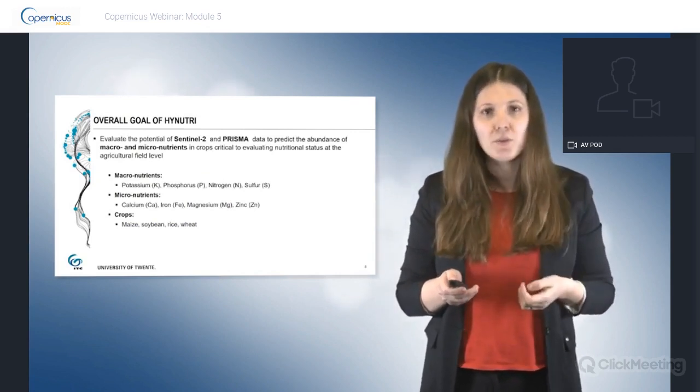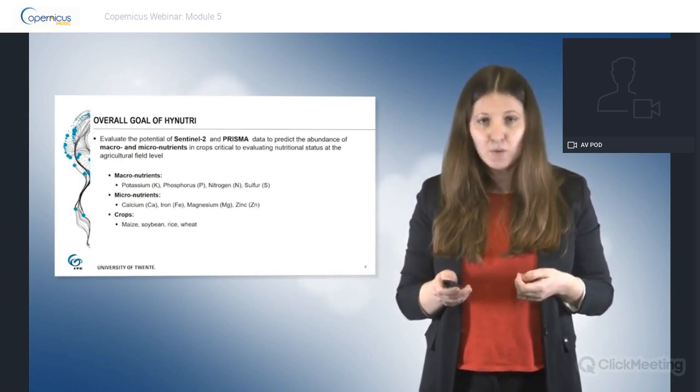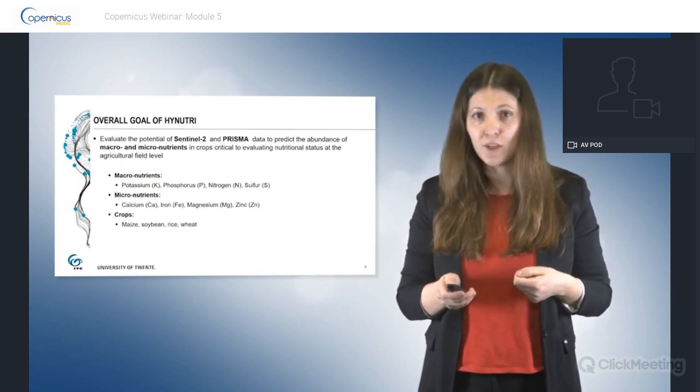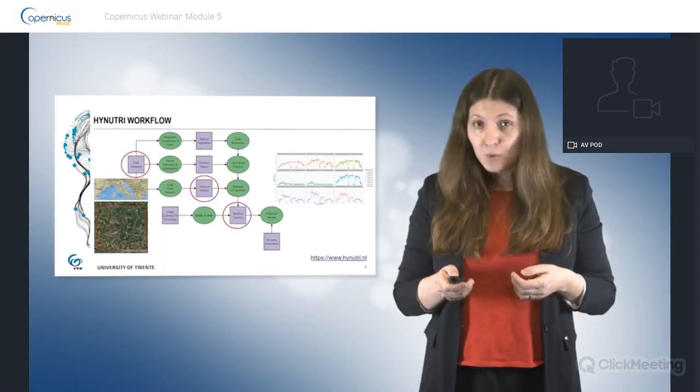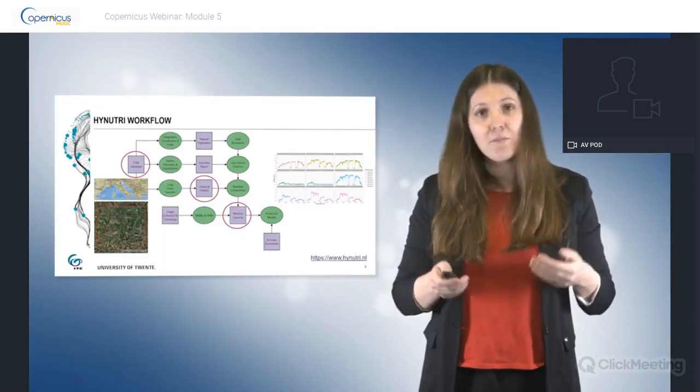And what we are trying to do in this project called HiNutri, a project funded by the European Space Agency, is to use Sentinel-2 data and hyperspectral data to predict the abundance of micronutrients in the crop seeds. We are interested in predicting potassium, phosphorus, nitrogen, and iron, for example. And how do we do that? We have 3 main steps.